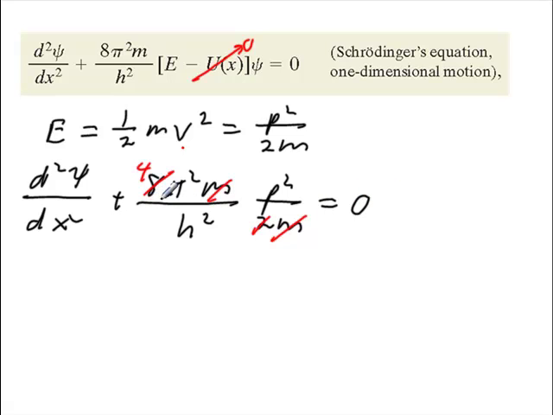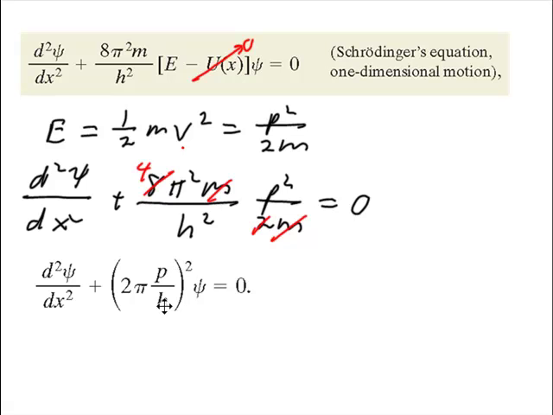But notice now, this 4 pi squared over Planck's constant squared, well, that's just 2 pi over Planck's constant squared. And this p squared, that's just momentum. So this becomes the second derivative of psi with respect to x squared plus 2 pi p over Planck's constant squared times the wave function. But wait a second.